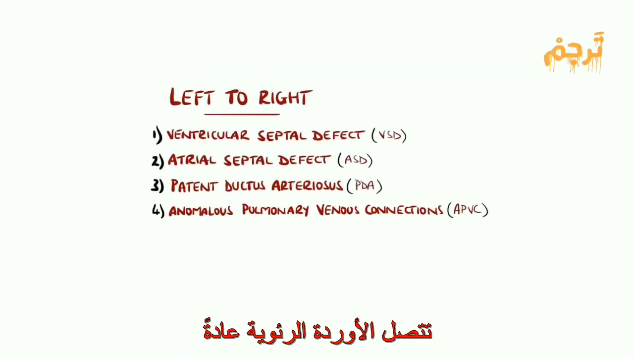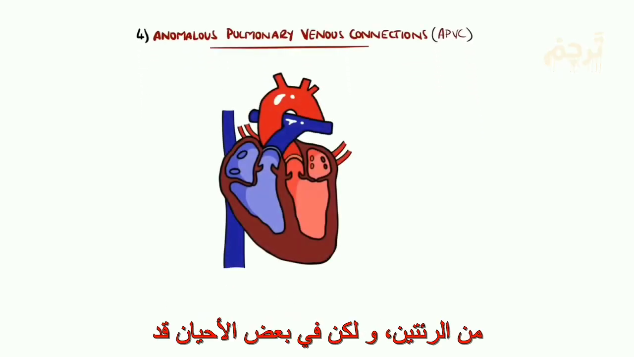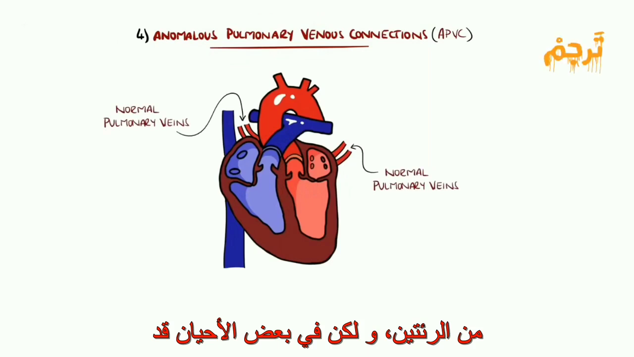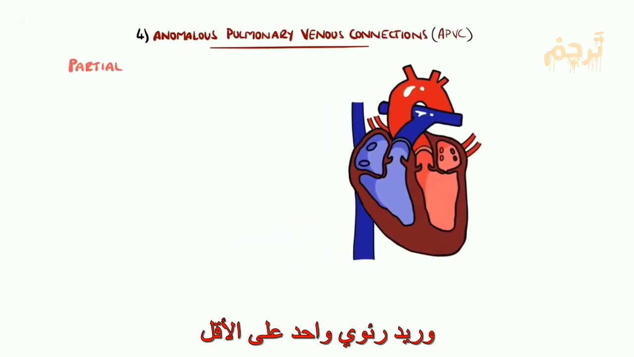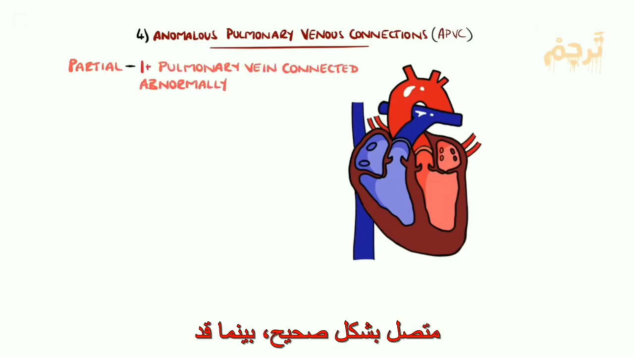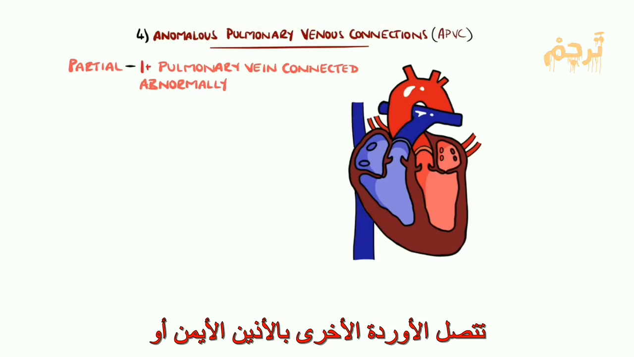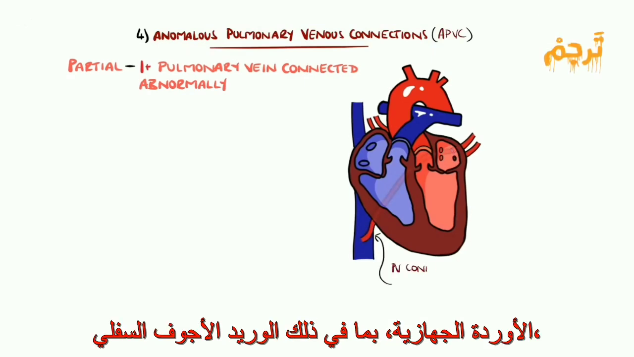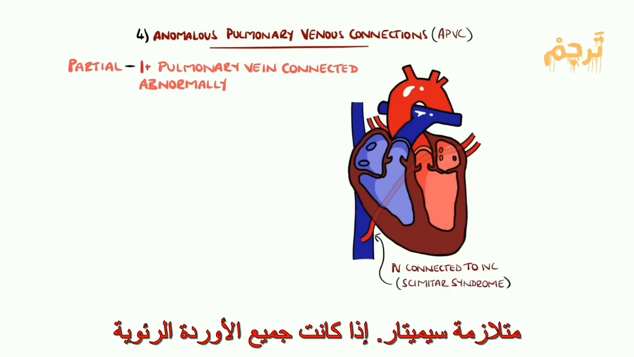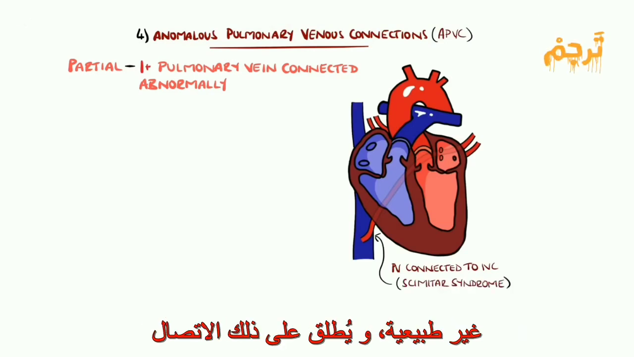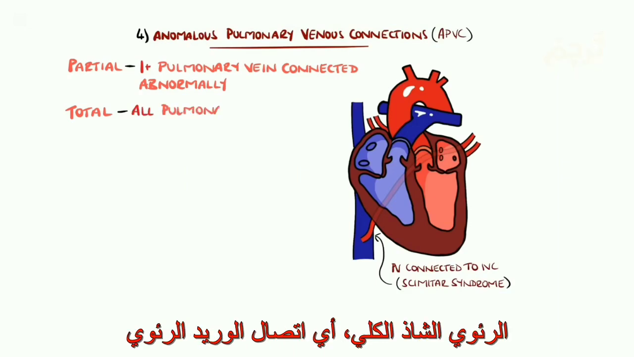The pulmonary veins normally connect to the left atrium, bringing oxygenated blood back from the lungs, but sometimes they can connect to other places. In partial cases, there are at least one pulmonary vein that is correctly connected, while the others could be connected to the right atrium or systemic veins, including the inferior vena cava, which is part of scimitar syndrome.